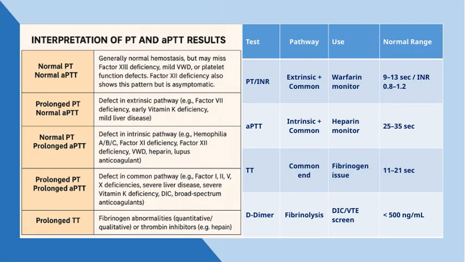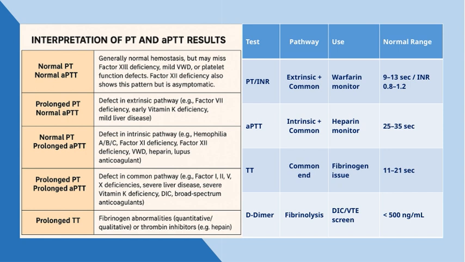Now, let's take a look at some of the key coagulation tests we use to assess clotting function, starting with the PT-INR, which stands for prothrombin time and international normalized ratio. This test evaluates the extrinsic and common pathways of coagulation. It's primarily used to monitor warfarin therapy, so we look at the PT time, which normally ranges from 9 to 13 seconds, and the INR, which should be between 0.8 and 1.2 in healthy individuals.